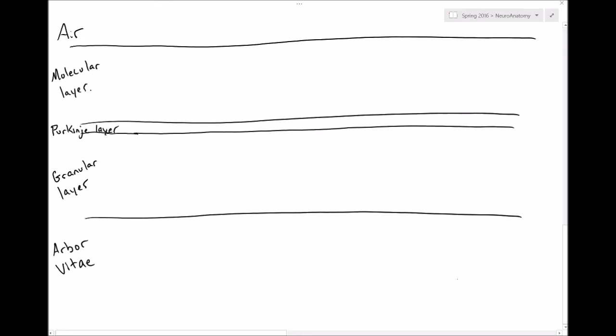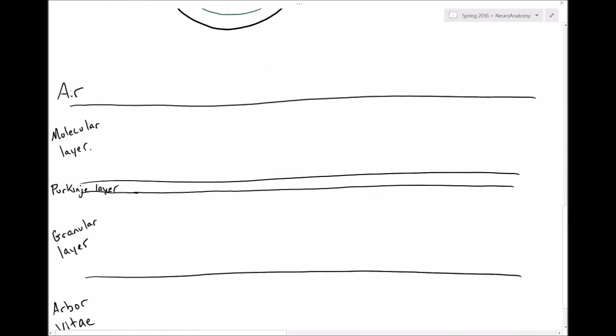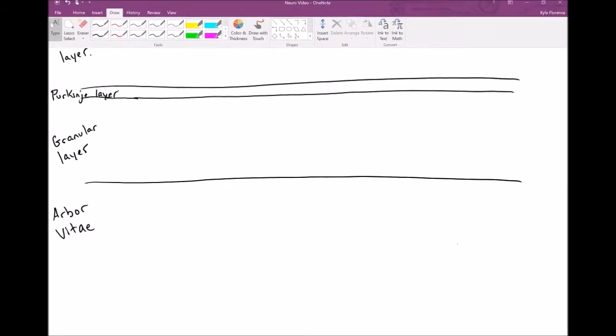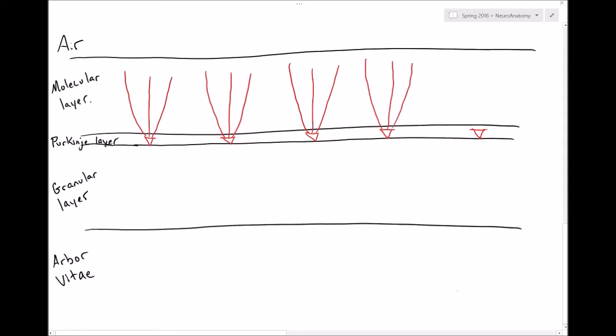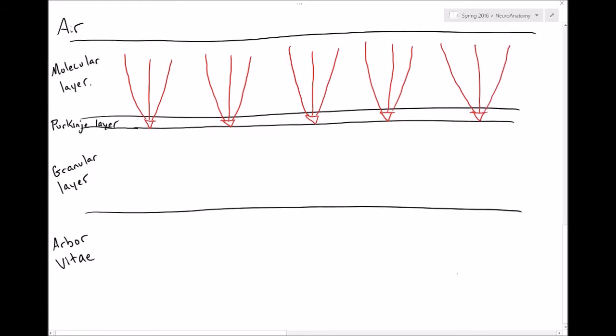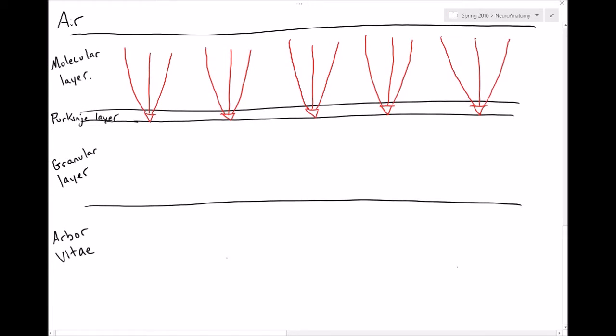Alright, let's start with the Purkinje layer. Let's try to figure out what's going on in here. Let's do red. Okay, so in this layer we're going to have Purkinje cell bodies. Cells have dendrites that extend to the molecular layer. Purkinje cells also have axons that extend down through the granular layer and into the arbor vitae, and then they connect with deep nuclei in the cerebellum.